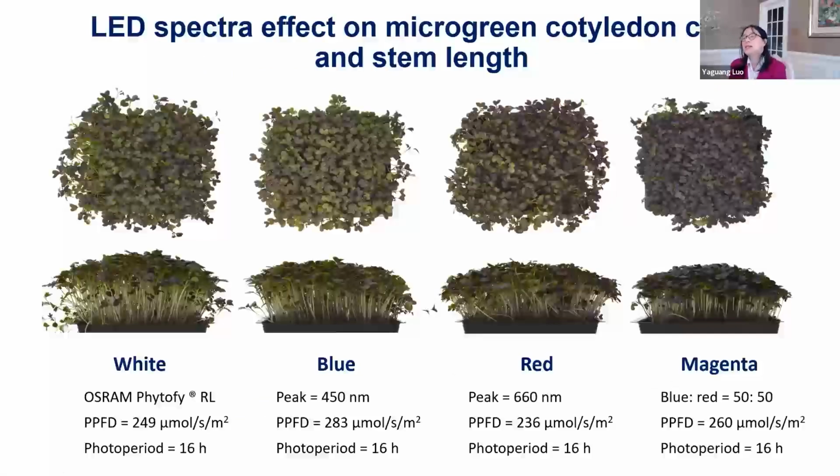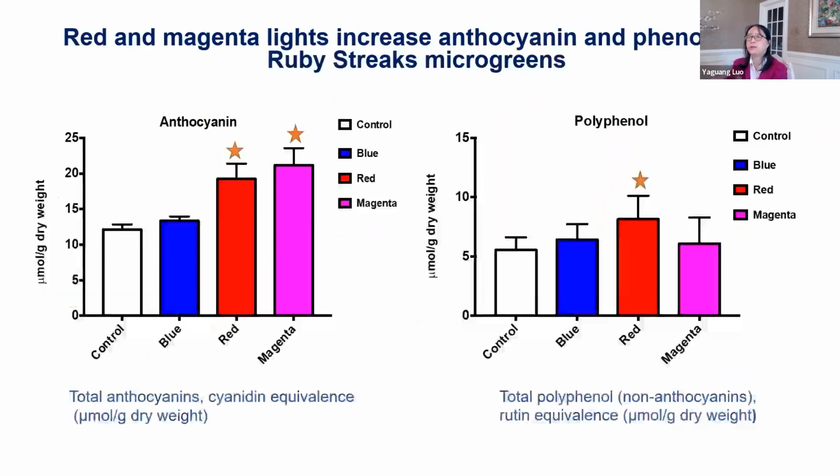In the controlled setting in our CEA research facility, we grew microgreens under white, blue, red, and magenta light with the conditions listed below here. And we noticed that the magenta light did increase the red color, especially more of a purple color. And then the magenta light followed by the red light also increased the red color pigment compared to the white control.